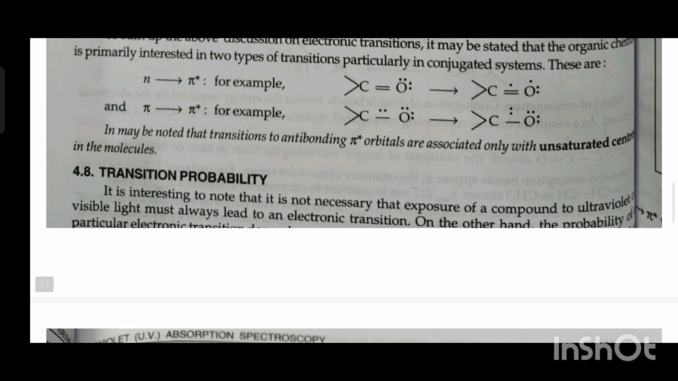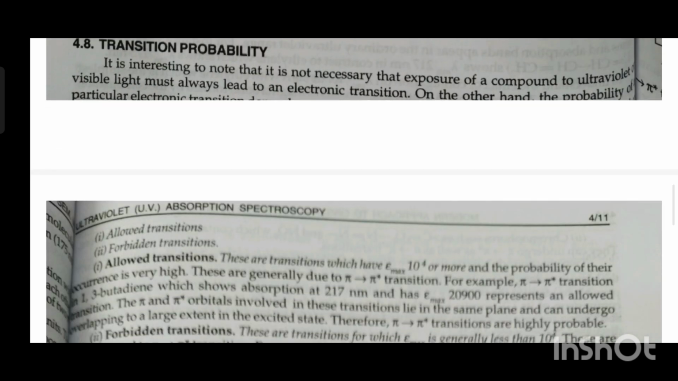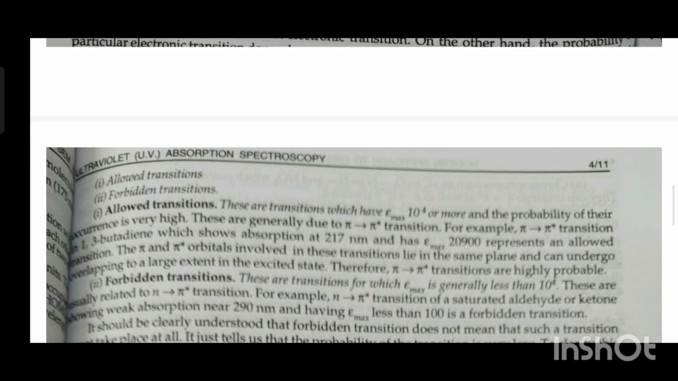Transition possibilities. It is interesting to note that exposure of a compound to ultraviolet-visible light does not always lead to electronic transition. On the other hand, there is a possibility of a particular electronic transition: first, allowed transition, or forbidden transition. Allowed transition: this is a transition which has maximum molar absorptivity of 10 raised to power 4 or more, and the possibility of its occurrence is very high. These are generally due to pi to pi star transition.